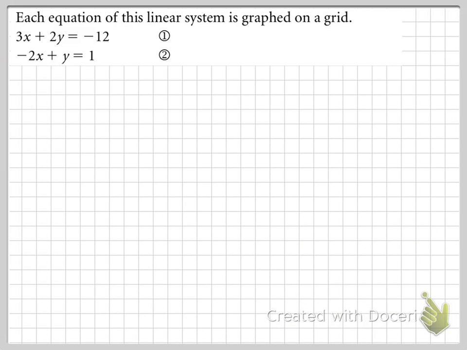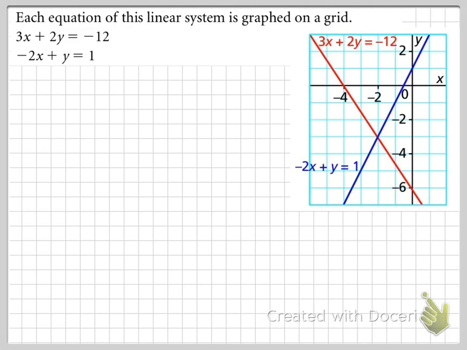Let's try that again. This time we're going to show you how to use the graphing calculator to do this. Now in both these equations, we are going to have to solve for y, because that's the only way we can enter it into our calculator. So for our first equation, we have 3x plus 2y is negative 12. I would subtract 3x from both sides of our equation, and then I would divide both sides of the equation by 2, and that would leave me with y is equal to negative 3 over 2 x minus 6.